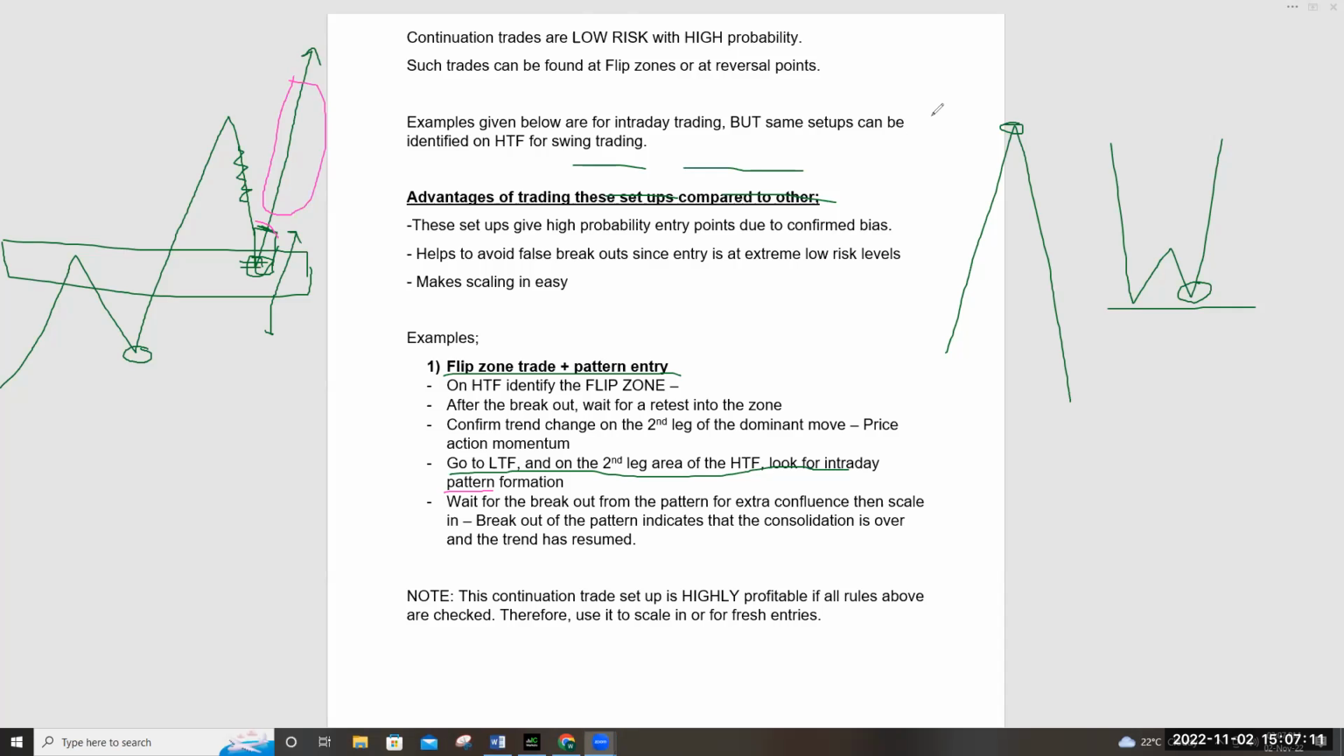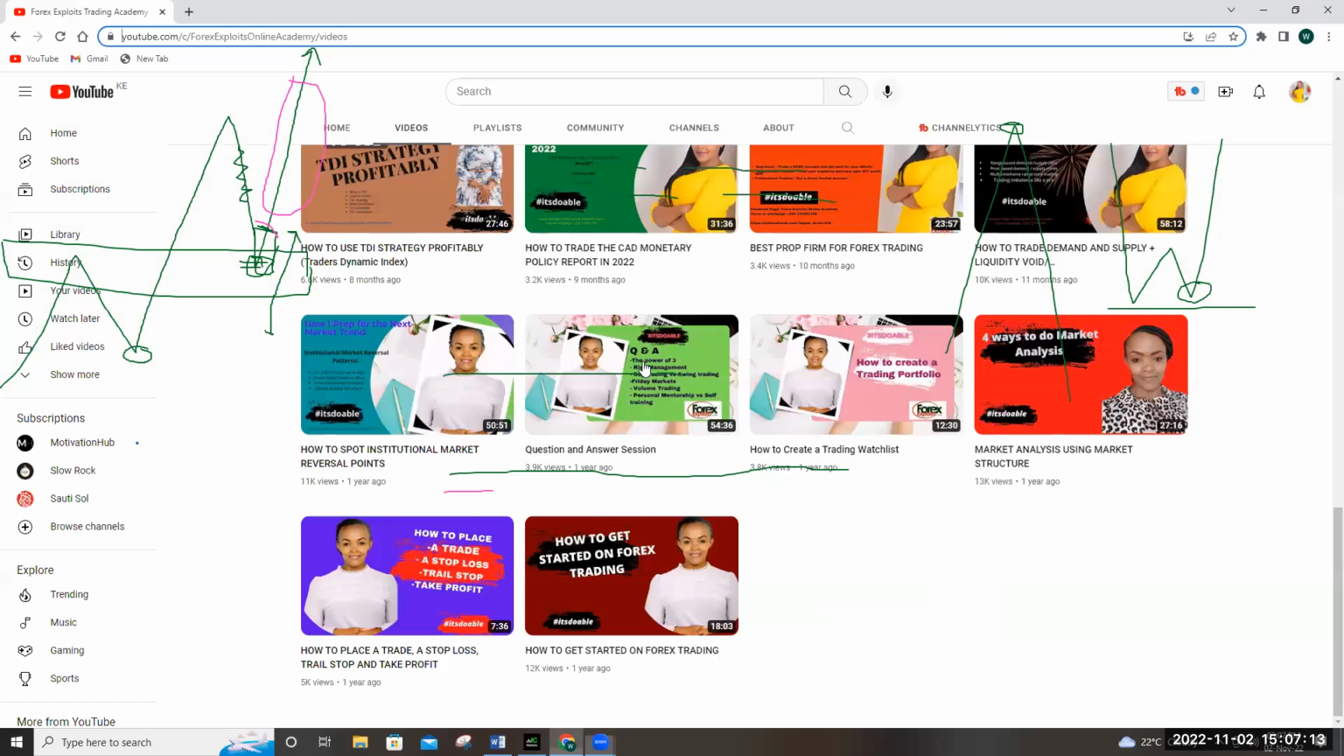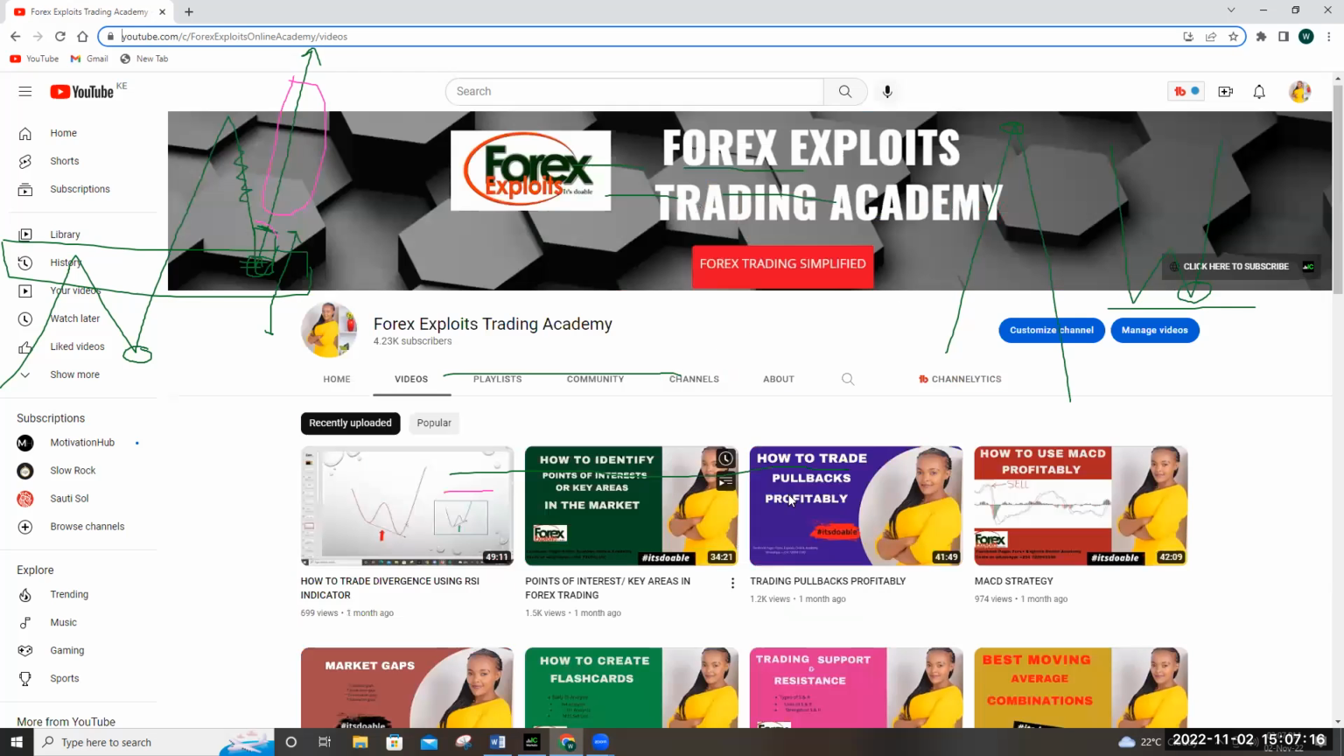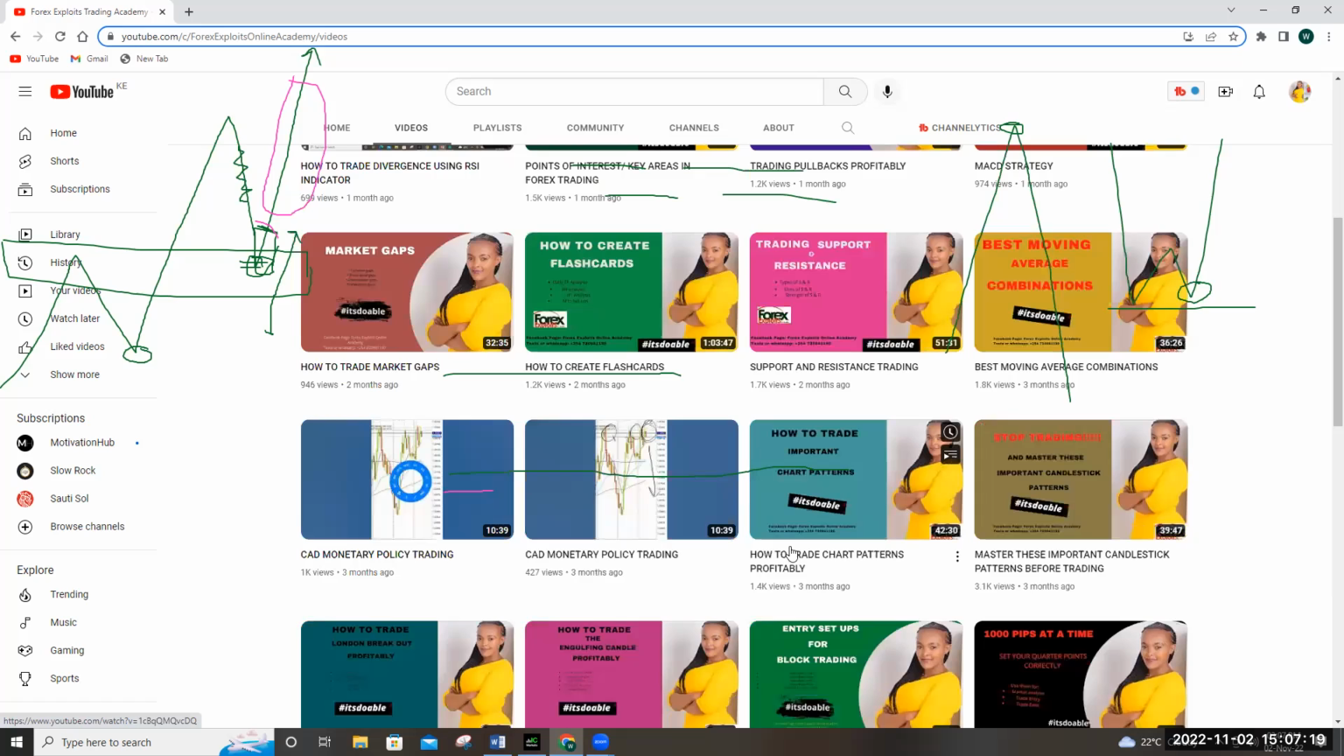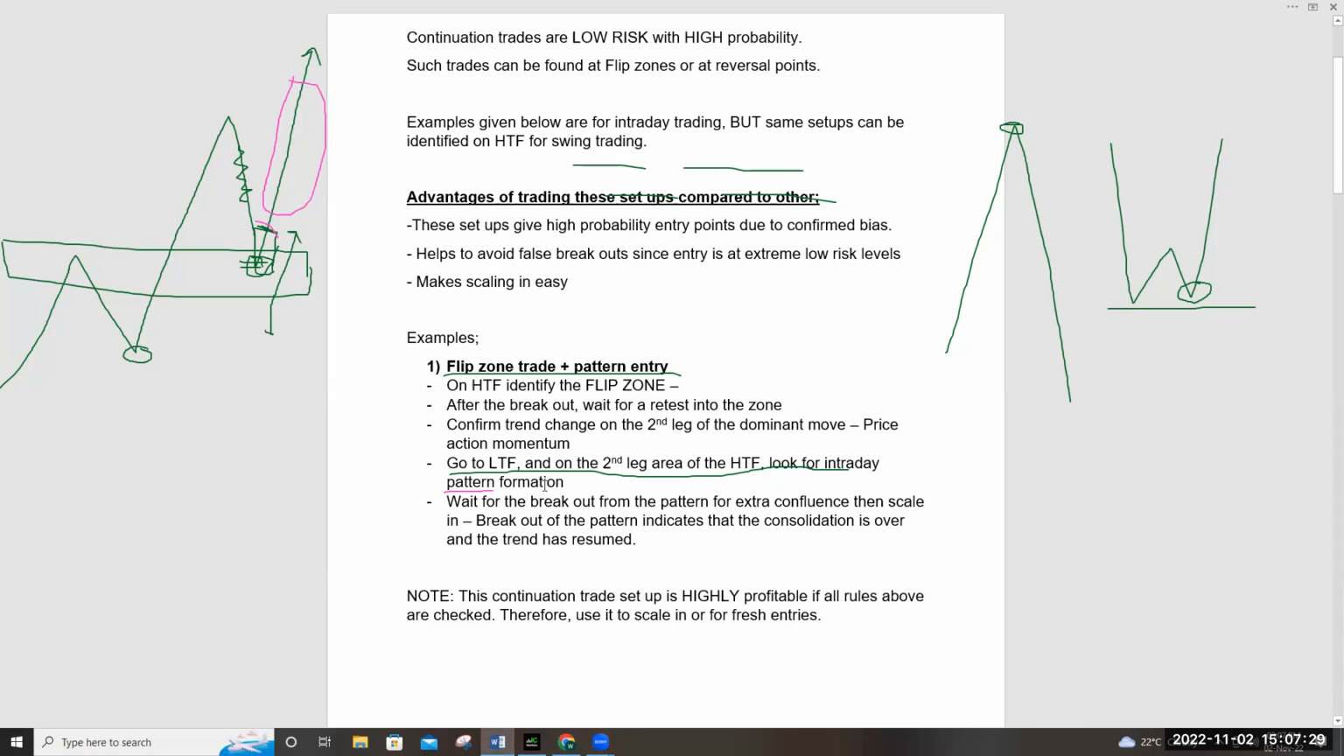Now, if you don't know what patterns to look for, there is a video on chart patterns that you can watch so that you know the different chart patterns that you have. But we have wedges, we have triangles, we have channels, etc. So this is the video to learn all about patterns. So on the lower time frame, on the second leg of the higher time frame, you'll be looking for chart patterns. Note, the chart pattern should be on the lower time frame. Very important.